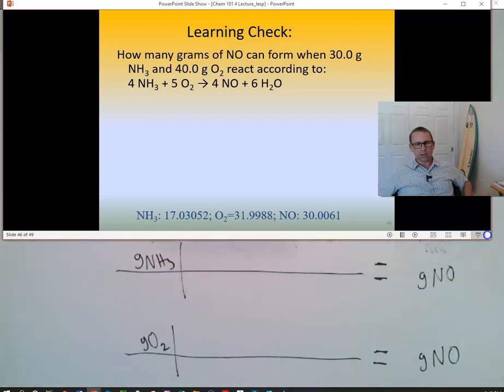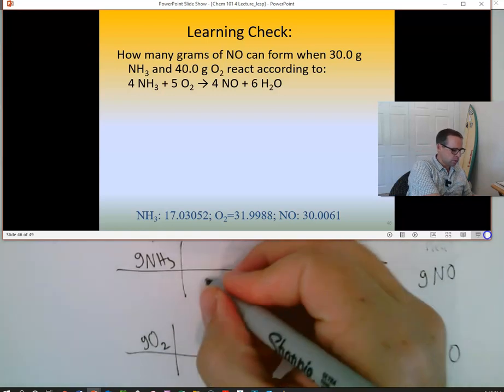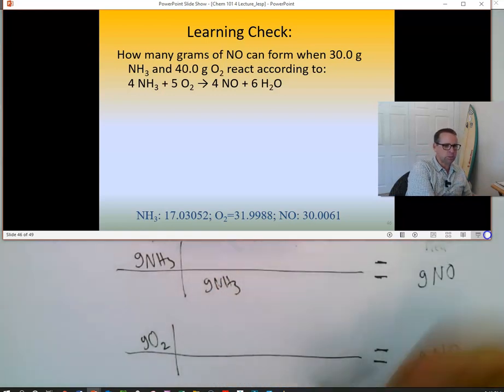Now tell us, how can we tell that we had to do it twice? It doesn't say what's the limiting reactant. How did we know we had to do it twice? Because it gave us information about amounts of 2 different reactants, more than one reactant. Great. So grams of NH3 to what?